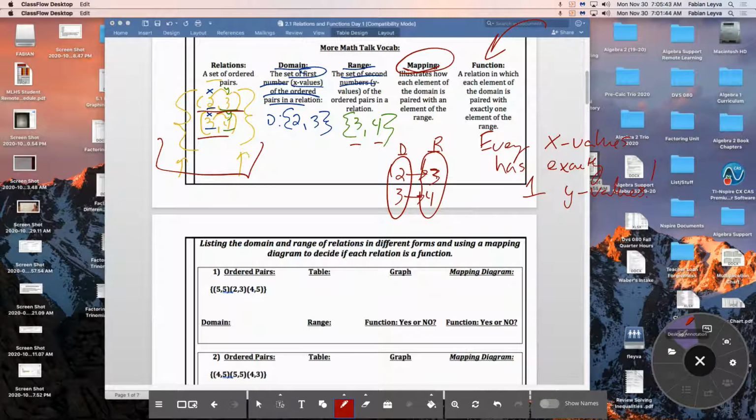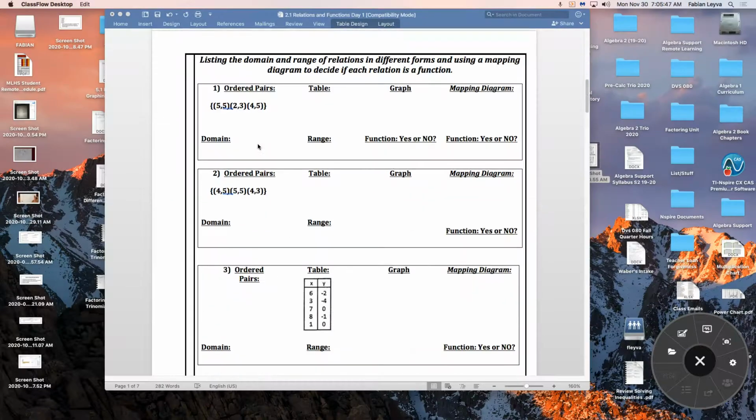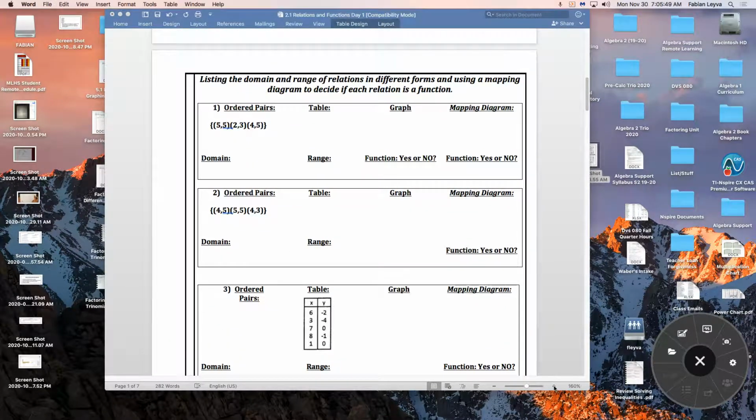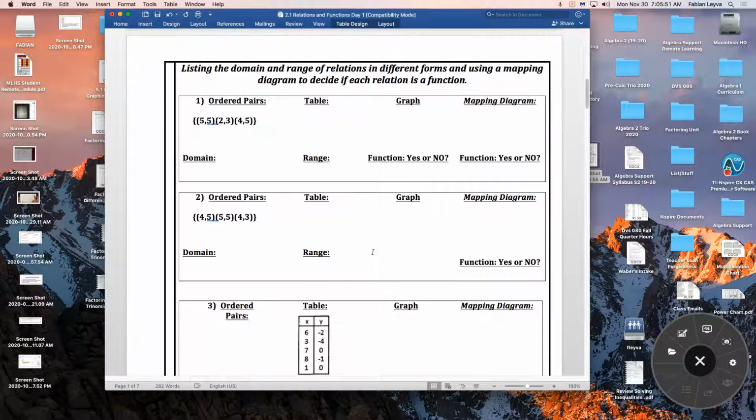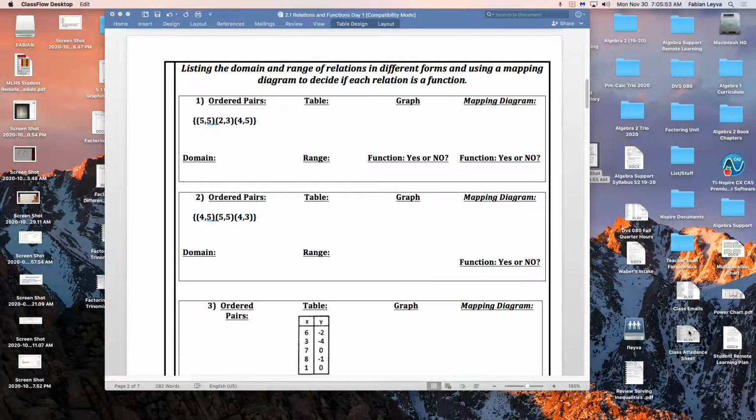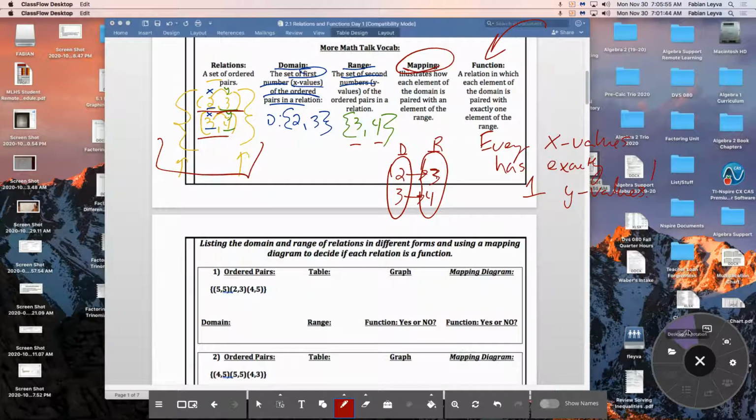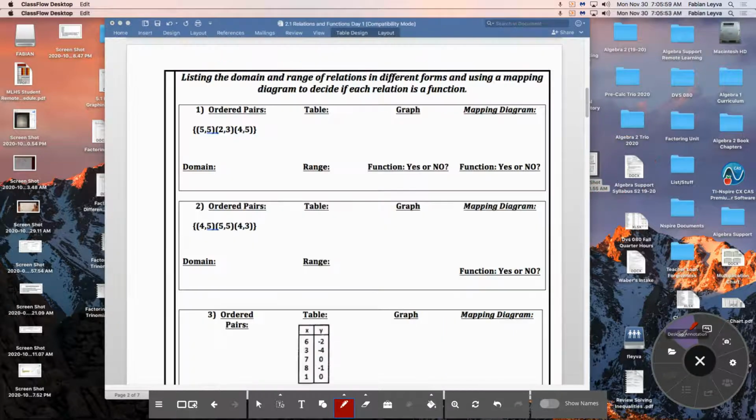If you're still a little confused, take some time, try to understand those so that it makes sense when we cover these problems. All right, so let's start with this first problem here. What I'm trying to do here is get you to be able to see an ordered pair, a table, a graph, know how to find the domain, the range, put it into a mapping diagram, etc., etc. So let's start with this first one.